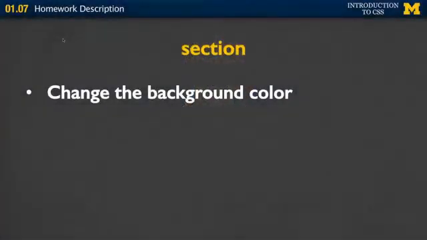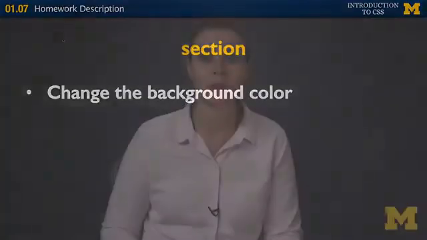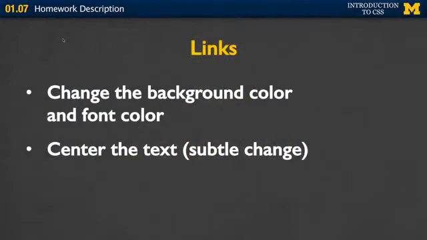I want you to style the different section so it has a different background color from the other elements in your page. Next, let's take a look at the links. The changes you're going to make here are very subtle. They're not very obvious if I didn't specifically tell you what you're looking for. And what I want you to do is change the background color and the font color for your links. After you've done that, go in and center the text, similar to the way that you're going to center the text for the H1 headings.